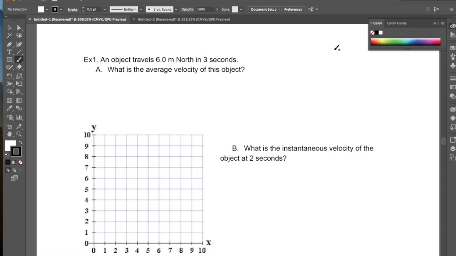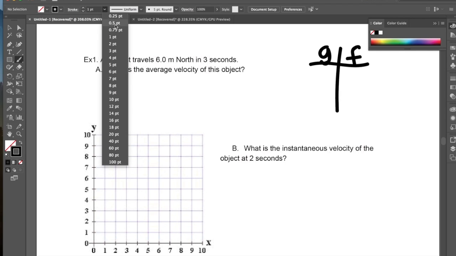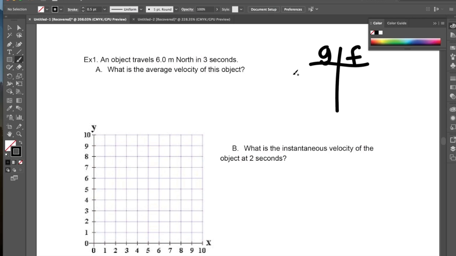What I like to do is make just a little given and find chart, so I know what I'm given and what I need to find. I'm just going to change the pen stroke here. What I'm given is the displacement. We know the displacement is 6 meters, and it's to the north, which we'll ignore just for now, but we know it's displacement because it's given a direction too. The time is 3 seconds, and we need to find the velocity.